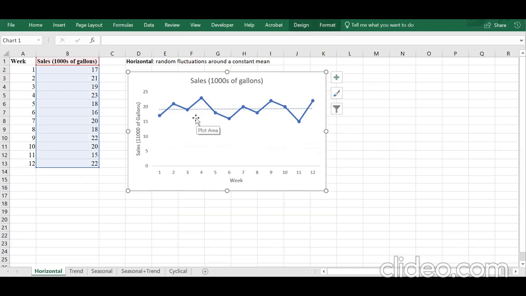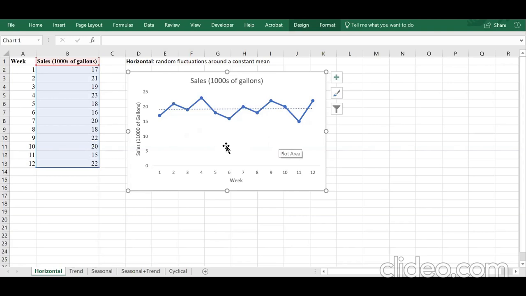This is something good to know. It's on this slide, it's in the book. When we have a horizontal pattern, a data set with a constant mean and constant variance over the time horizon, the data set is called a stationary data set.